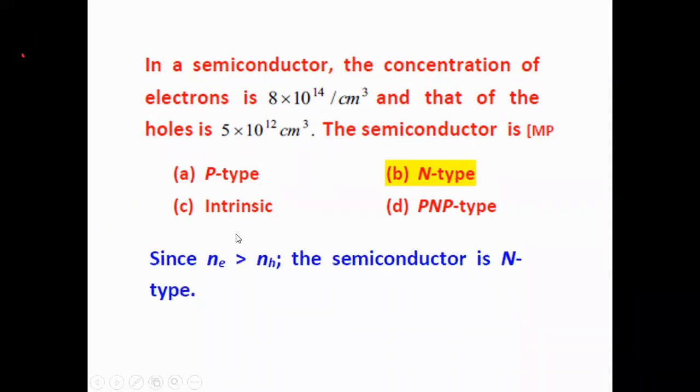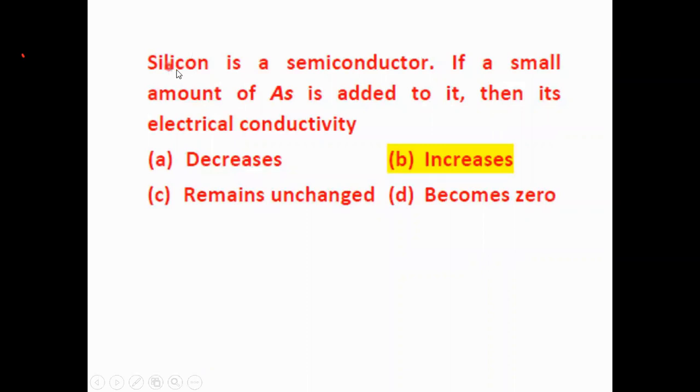Next, silicon is a semiconductor. If a small amount of arsenic is added to it, then its conducting ability increases. Whenever we add impurities, every impurity atom will provide one free electron, or every impurity atom will provide one free hole. Depending upon the impurity, it may give free electrons or free holes. In the pure form of germanium or silicon, an equal number of holes and electrons will be there.